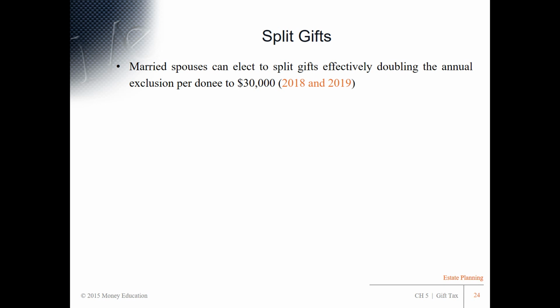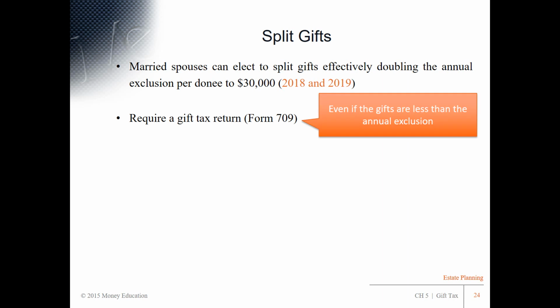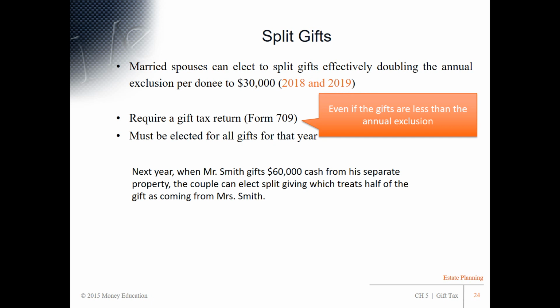Smith goes along and she says, yeah, well, I will agree to this, and so we'll have a split gift, which basically means that she is going to claim $15,000 as a gift. So it does require a gift tax return if you're going to split gifts, even if the gifts are less than the annual exclusion. It has to be elected for all gifts that year.